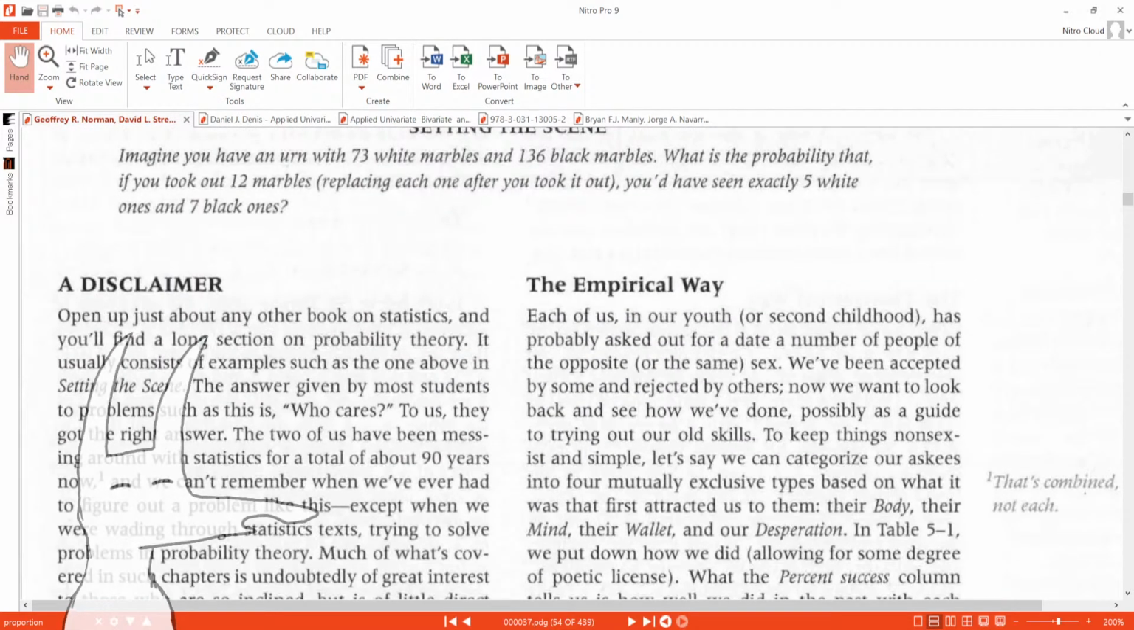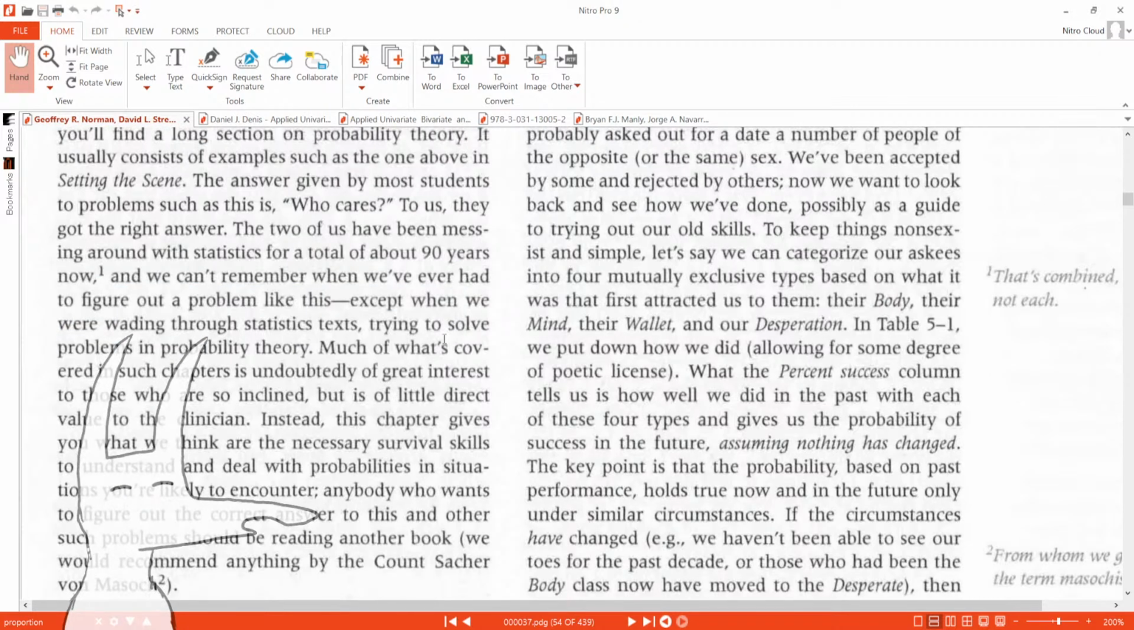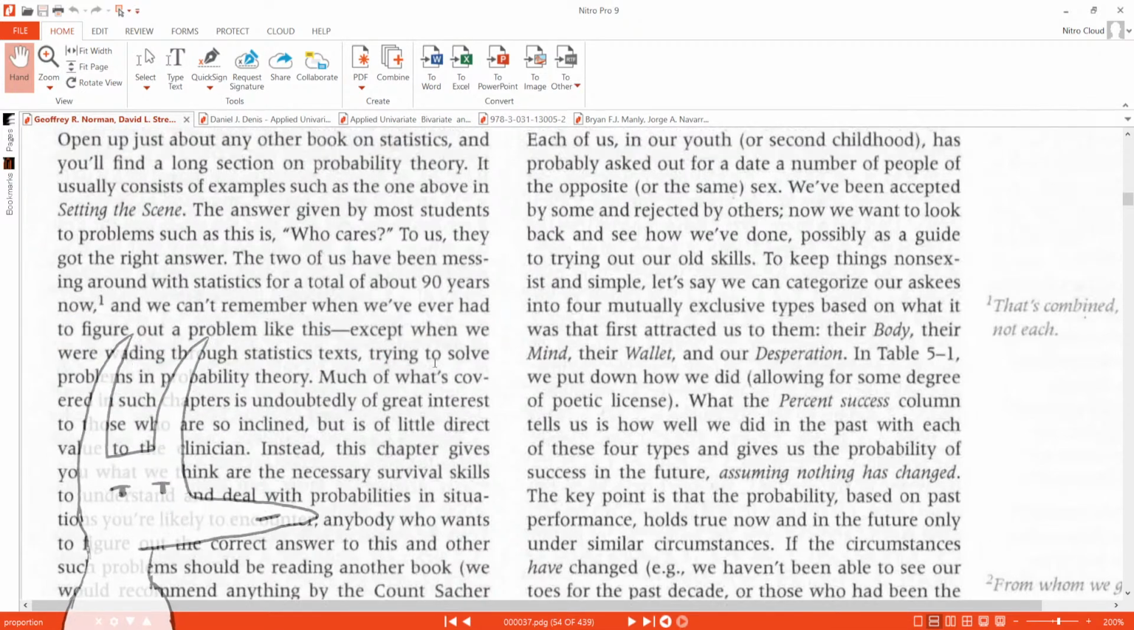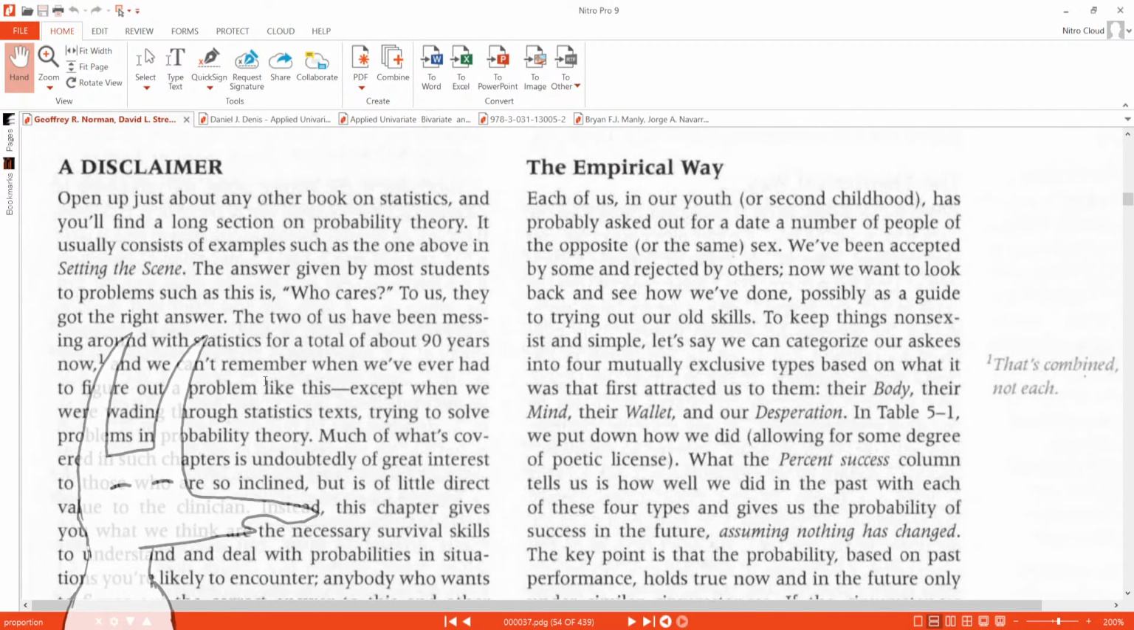A disclaimer: open up just about any other book on statistics and you'll find a long section on probability theory. It usually consists of examples such as the one above in setting the scene. The answer given by most students to problems such as this is, who cares? To us, they got the right answer. The 2 of us have been messing around with statistics for a total of about 90 years now. That's the 2 authors I think they're referring to. That's combined, not each. Yes, that would be crazy. Studying statistics since the moment you were born. And we can't remember when we've ever had to figure out a problem like this, except when we were wading through statistics text. Right, so these kinds of questions, you wouldn't encounter them when you're doing statistics and research and stuff, you know?